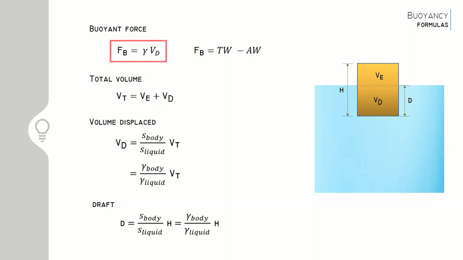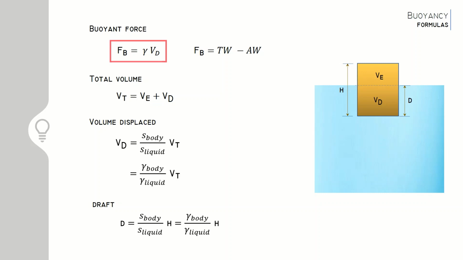Then the total volume of an object is just the volume exposed above the water surface plus the volume displaced, where the volume displaced is equal to the specific gravity of body over the specific gravity of liquid times its total volume. Or we could also have its formula in terms of unit weight.